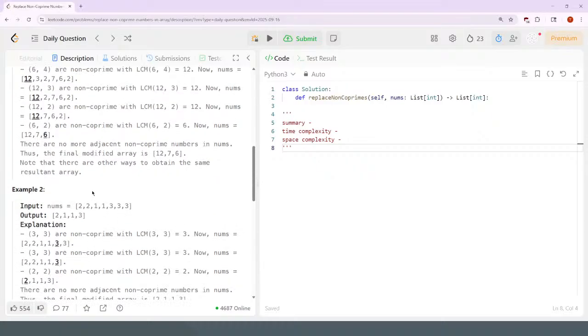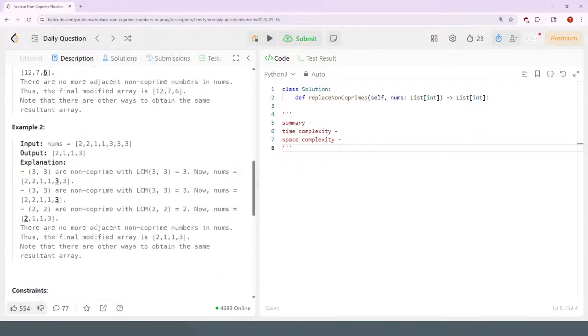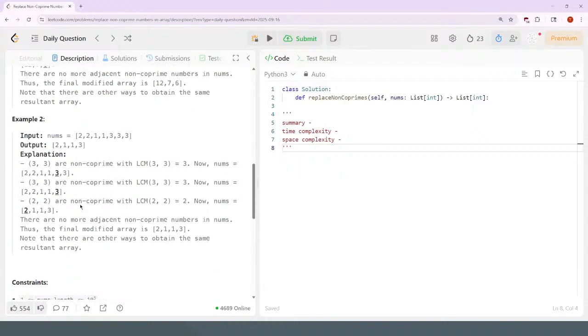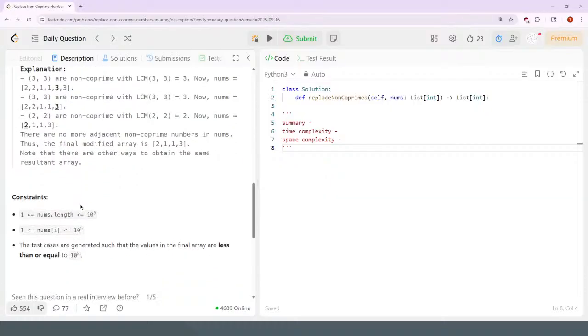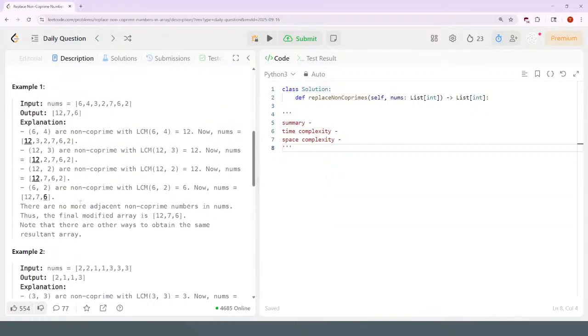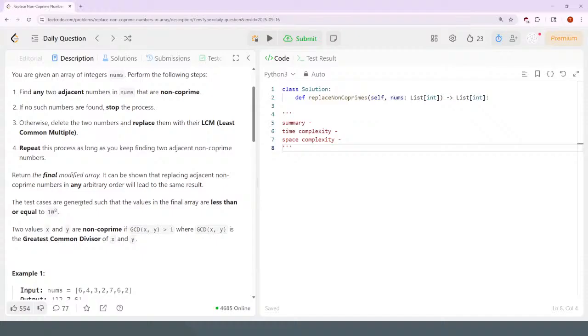Okay, example 2. So here 2 and 2, that's non-coprime. So that replaces with 2. I think 1 doesn't get replaced at all. I think 1 will stay. These 3 become a 3, these 3, and the 3 becomes another 3. Or becomes replaced. Okay, I think I understand.